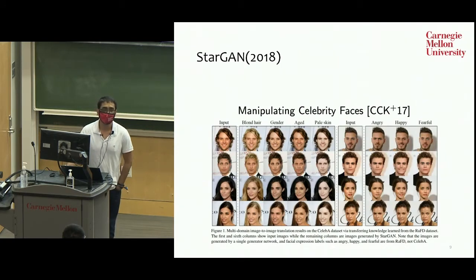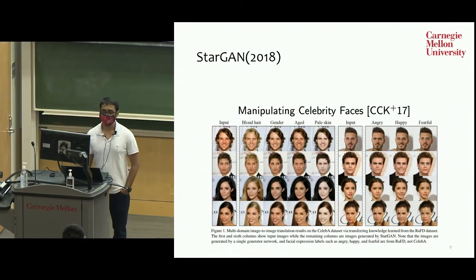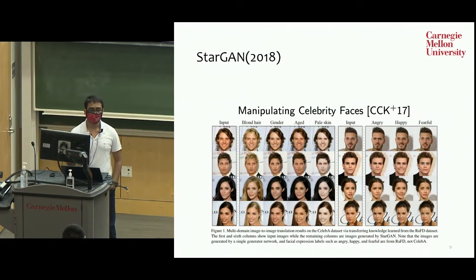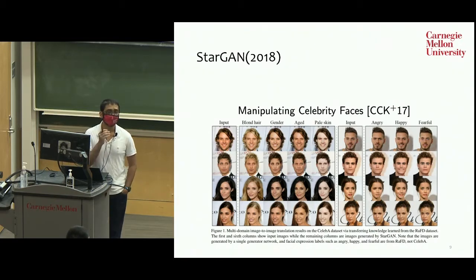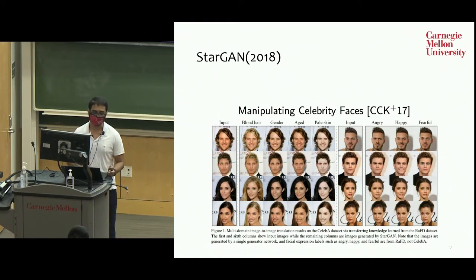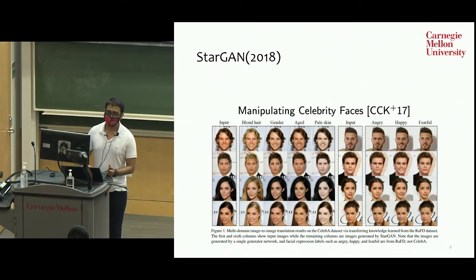So this is the StarGAN paper. It was published in 2018, and it was trained on a celebrity data set. I don't know if you have heard about it, but it's basically a data set of faces of celebrities. Given an input image on the left-hand side, the GAN is trying to do image translation, taking an example and changing the hair of the person, even changing the gender, age, and the skin color of the person.